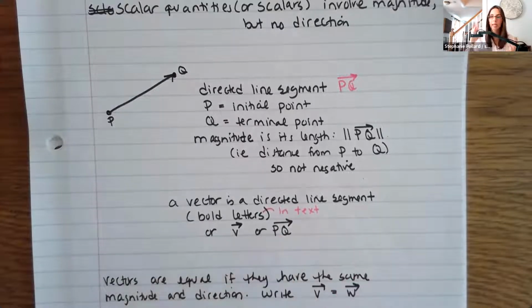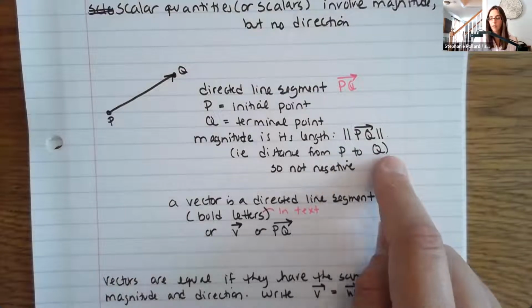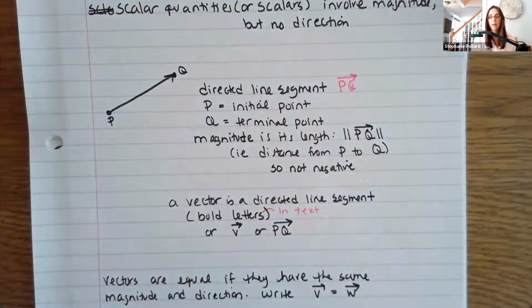But when you're reading in your text, you're reading online, they often won't do that. They will just bold it, and that also means vector. So you just want to be careful there. The vertical line notation, that double vertical line notation, still means magnitude, whether they use the arrow notation on the inside or if they just bold it, that's fine too. So it means the same thing for magnitude.